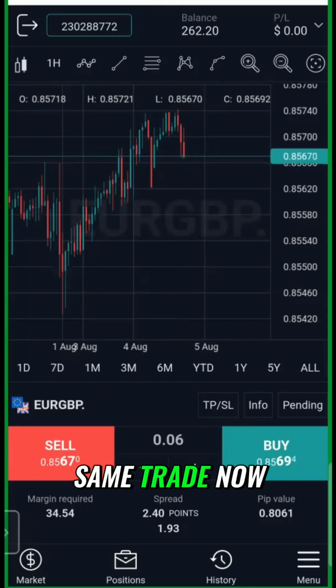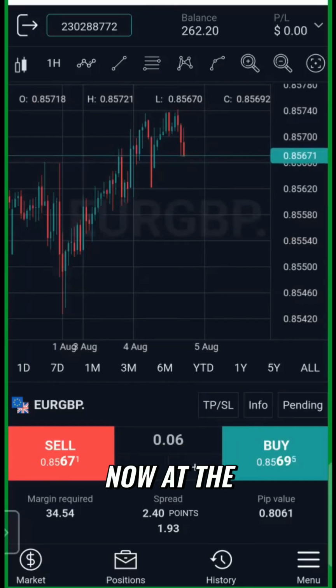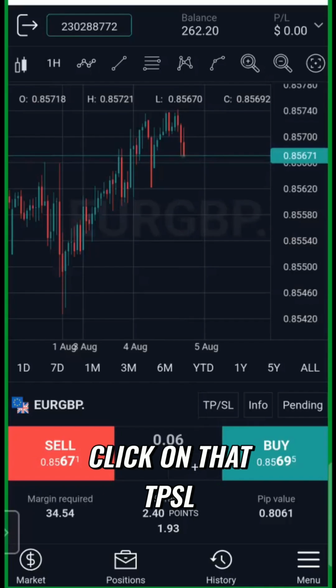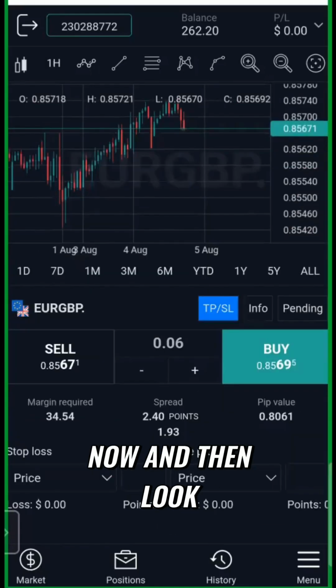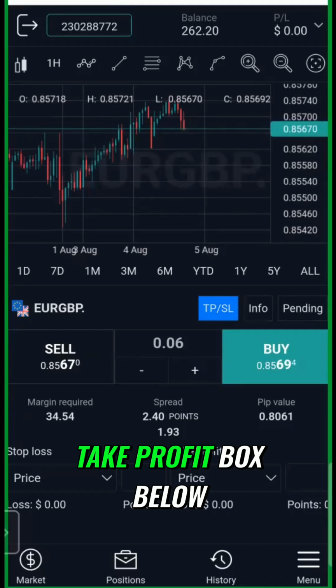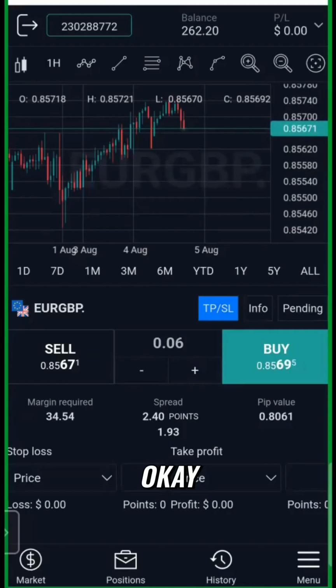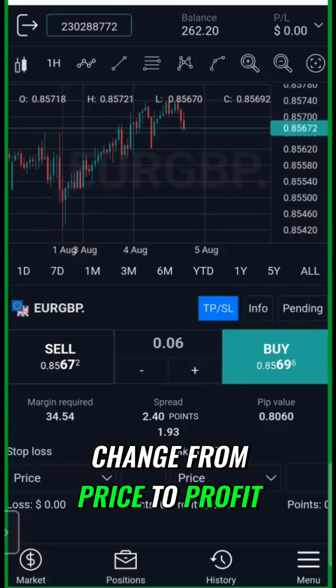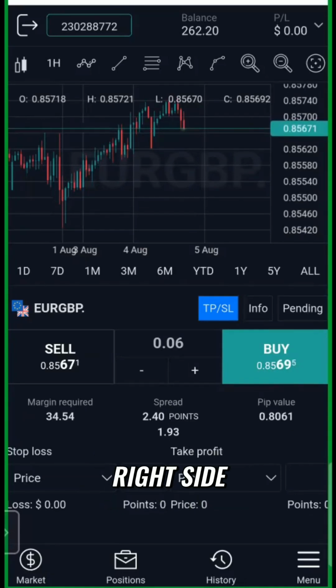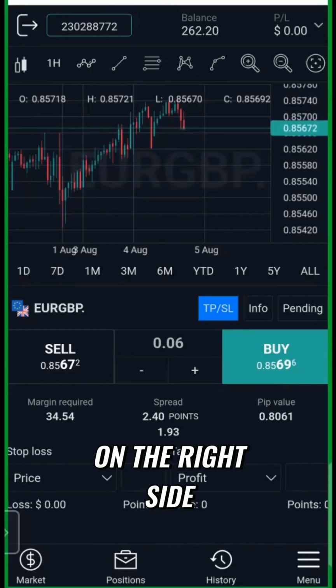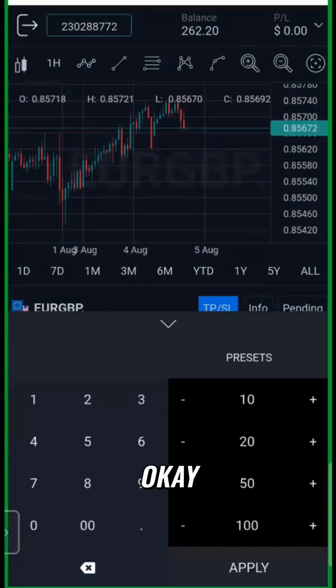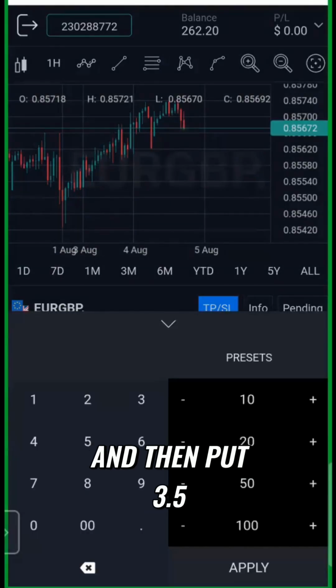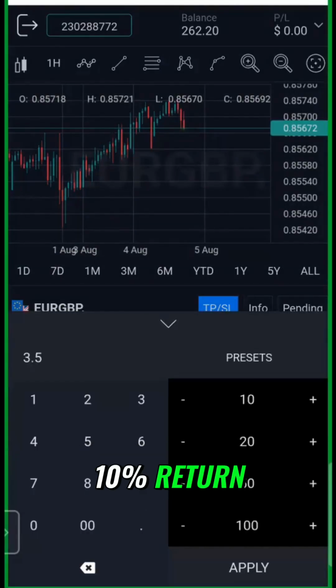You can do the same trade now. Click on the TPSL at the top of your buy button, and then look at the take profit box below. Change from price to profit in your take profit box. And then on the right side, let's put again your 10% return, which is again that 3.5. Click on that box on the right side, put 3.5, and then click apply. That will be your 10% return.